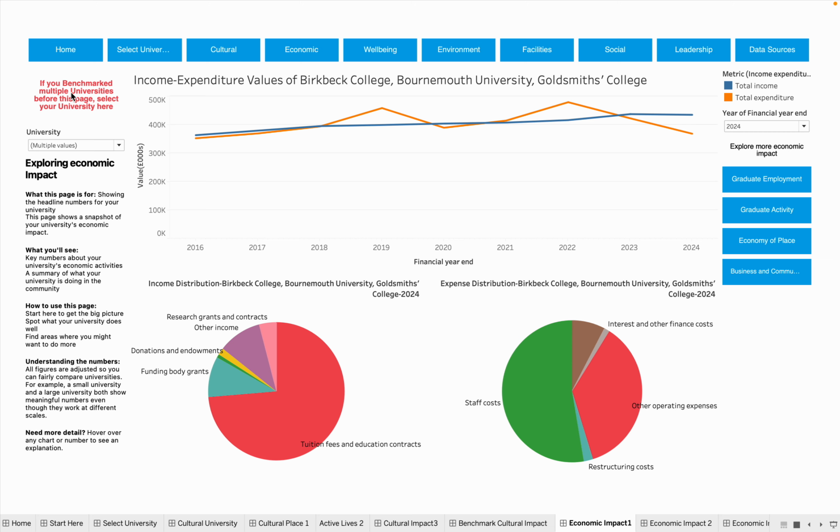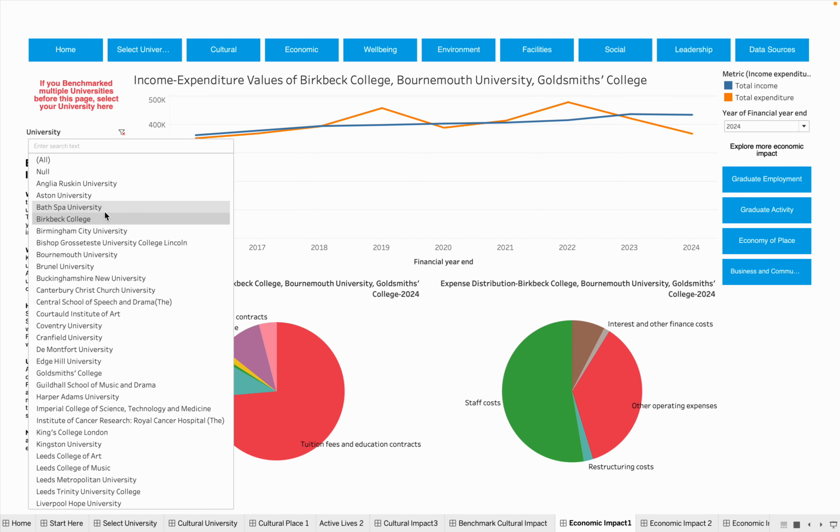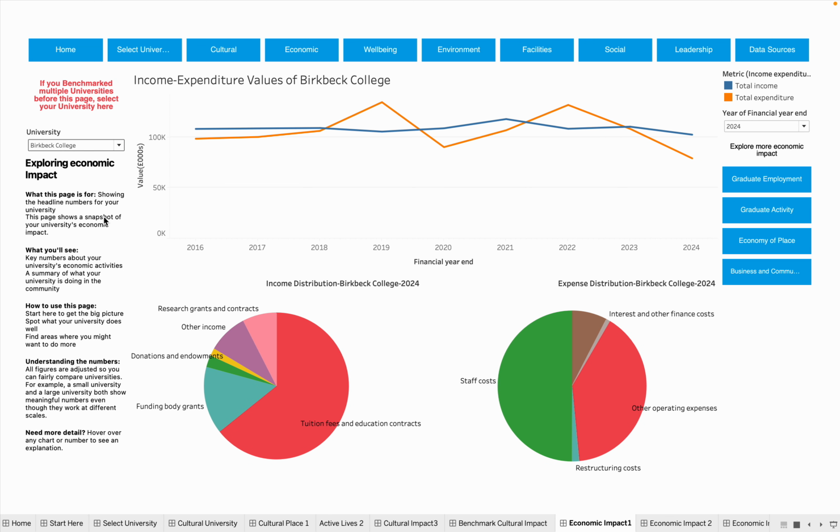So here on the left is a guidance. It says if you benchmark multiple universities before this page, select a university here. So we need to go back to the university that we were analyzing. Again, you can use the text here that guides you.